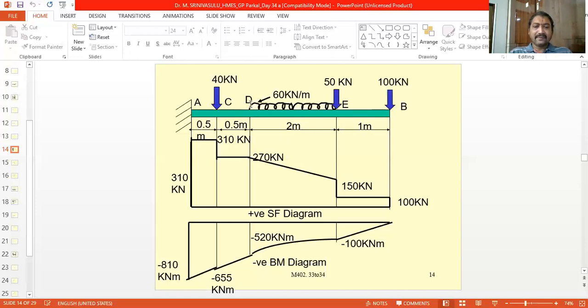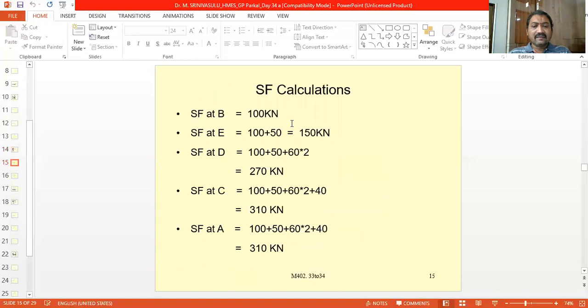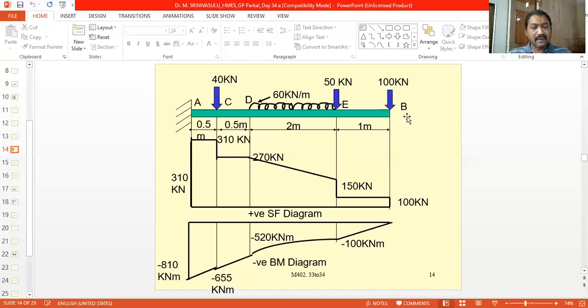Now coming to the shear force at point D. Now we got three forces. This is the UDL and these two. So anyhow, coming to this point, 100 plus 50, that is 150, plus 60 into 2, that is 120. So 150 plus 120 is how much? That is 270 kN. And because here all the shear forces are positive, because all forces are acting downwards to the right of the section.